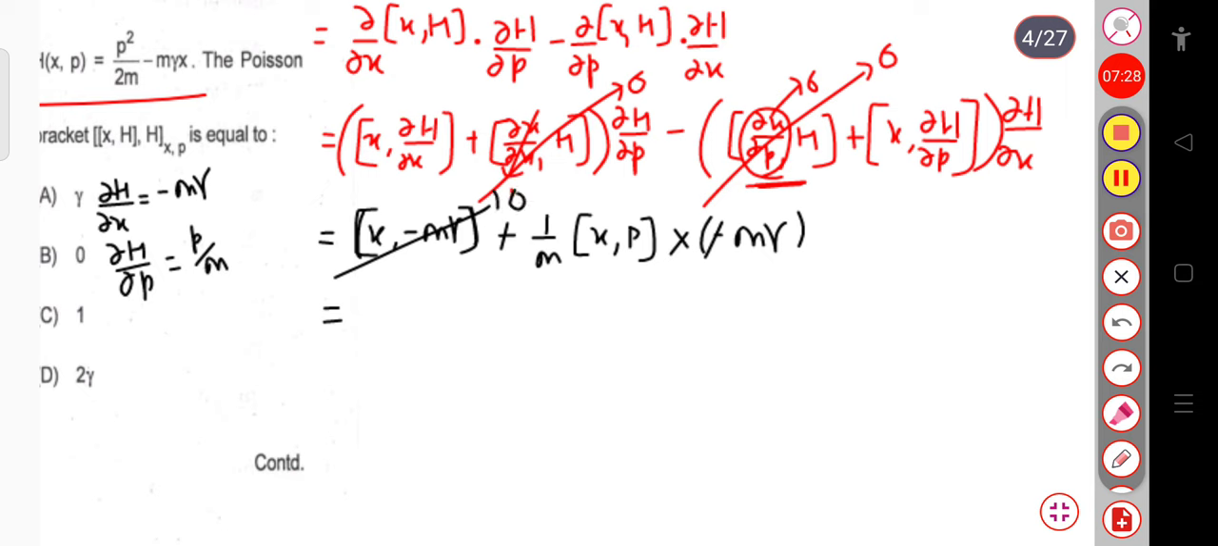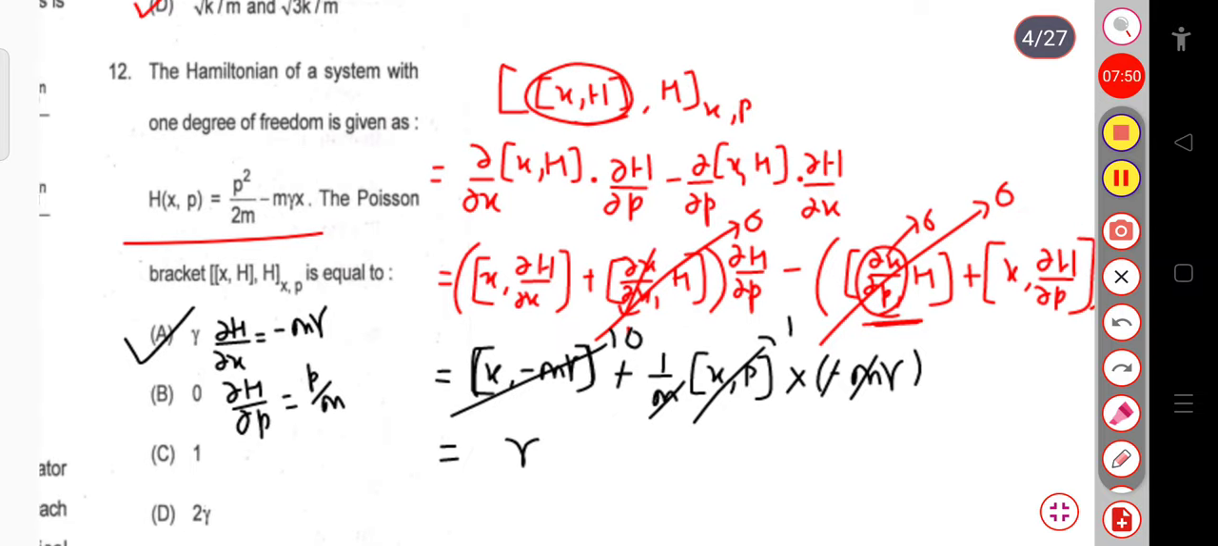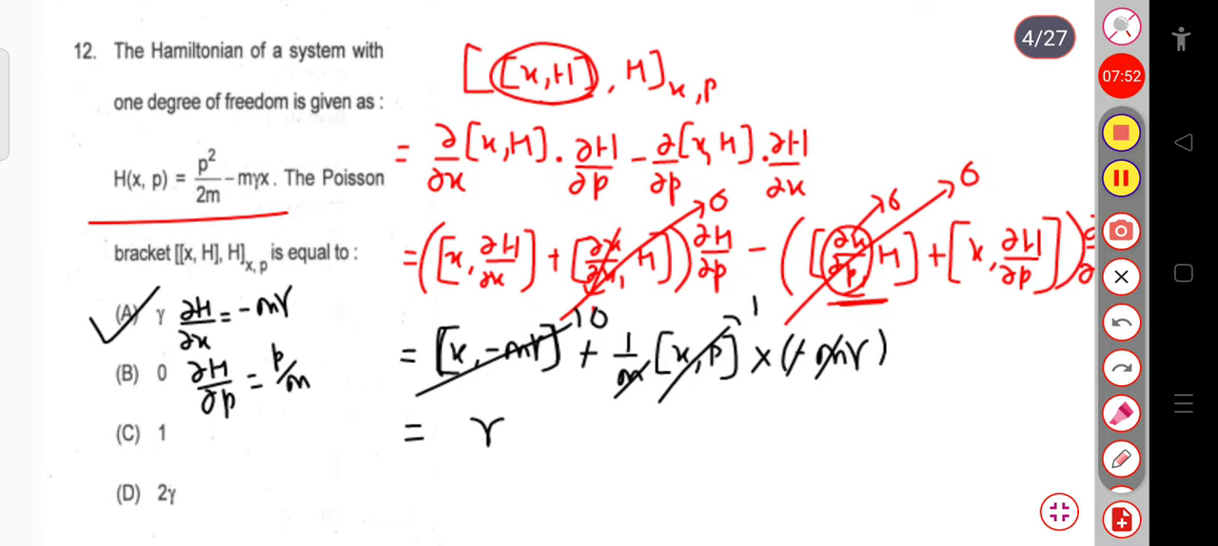and finally this m also gets cancelled with this m, {x, p} Poisson bracket, that is your delta, that is your 1 basically, so here the answer will be γ, because this {x, p} value goes to 1, and this basically goes to γ. So here the answer will be equal to γ. So you can see here, the Hamiltonian is given, and you have to calculate for this Poisson bracket. So here we have calculated, the value will be γ. Now let us see the next question.